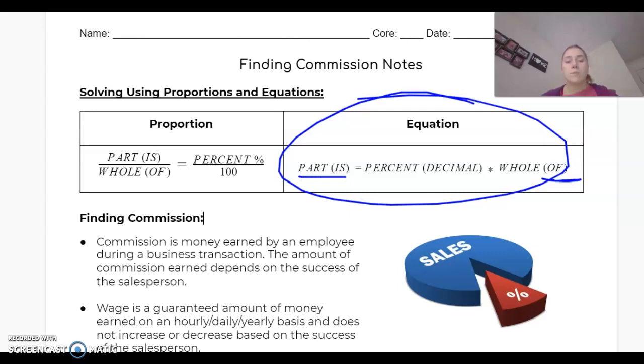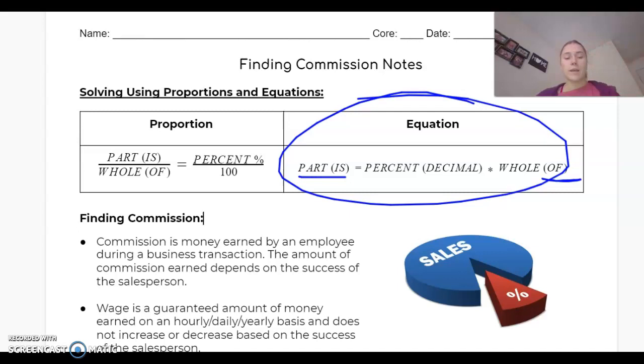With commission, commission is the money earned by an employee during a business transaction. The amount of commission earned depends on how much success the salesperson is having, how much they are selling. So if you sell 5 items one day versus 3 items the next day, the day you sold 5 items, you're going to make more money in commission.